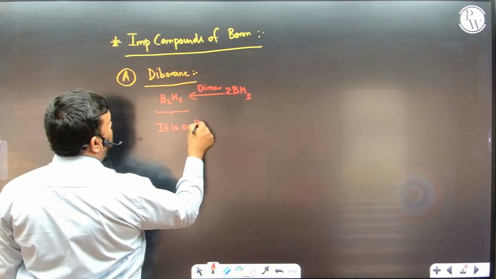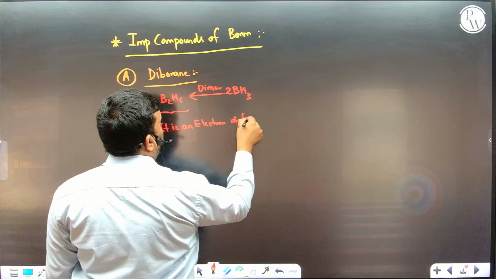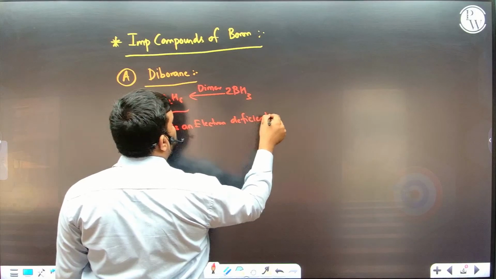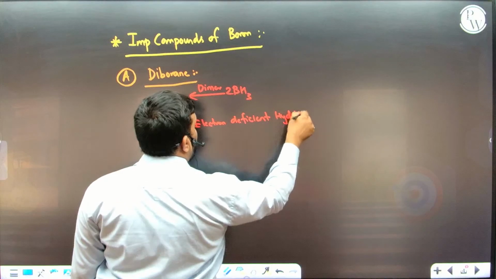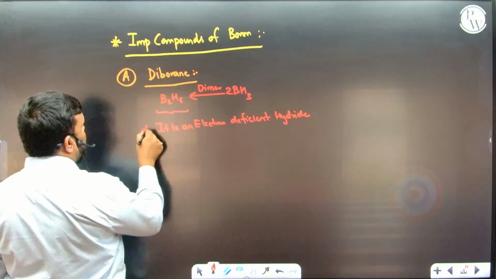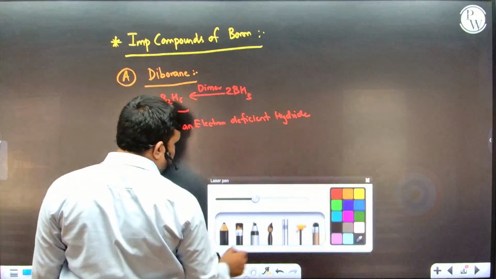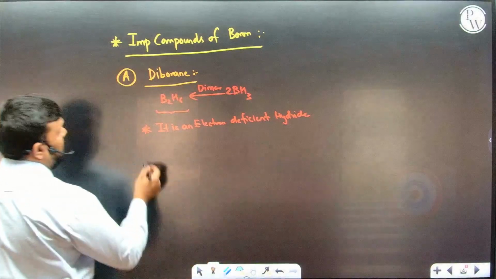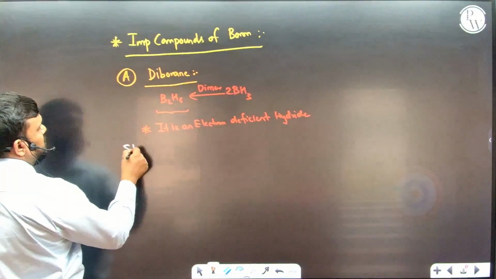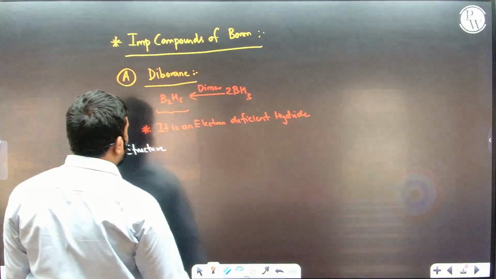Actually it is an electron deficient molecule. Why? Let us see. Why do we call it an electron deficient hydride? You can call it an electron deficient hydride. Why? I will be explaining it now. So what happens in the case of B2H6? Let us see the structure. From the structure you will get to know why we call it an electron deficient hydride.